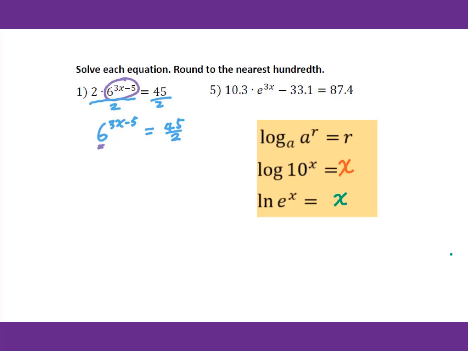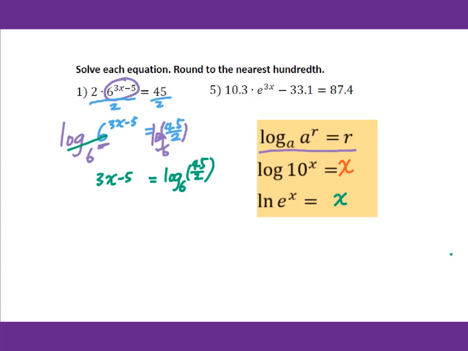When you take log both sides, look at the base. Base is 6. Therefore, we will take log base 6. And we got to use this formula. So we got 3x minus 5 equals log base 6 of 45 over 2. Then we solve for this x.